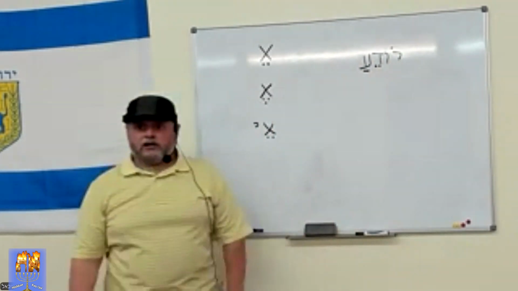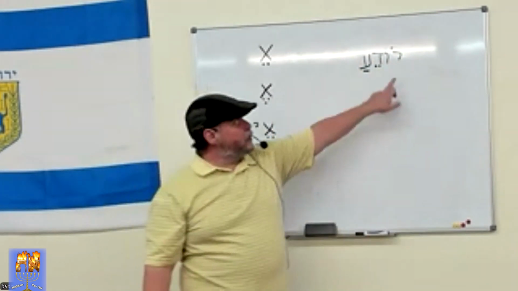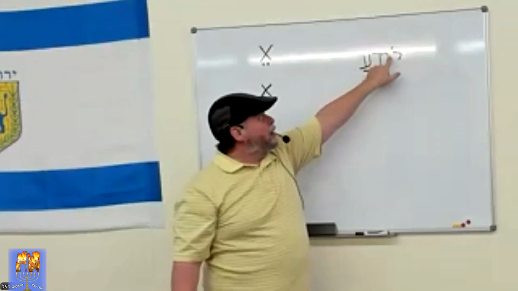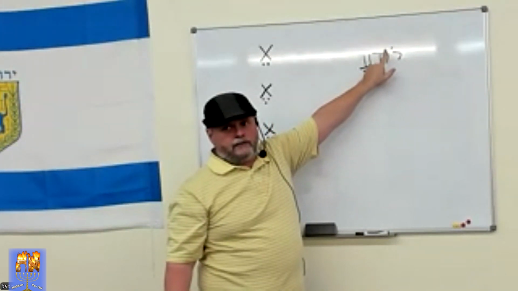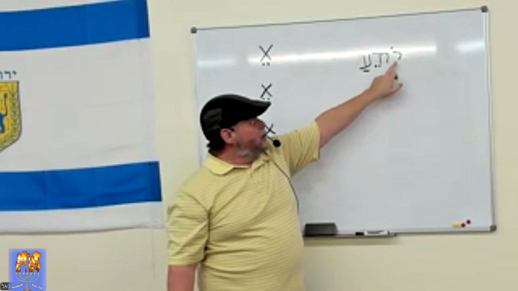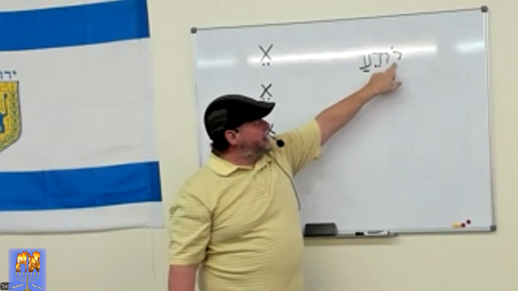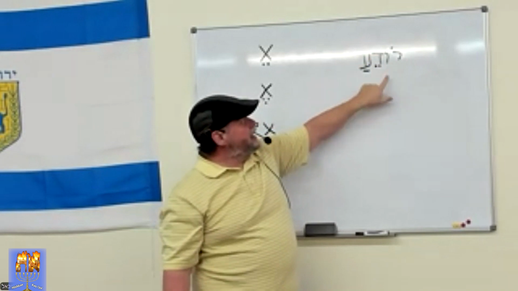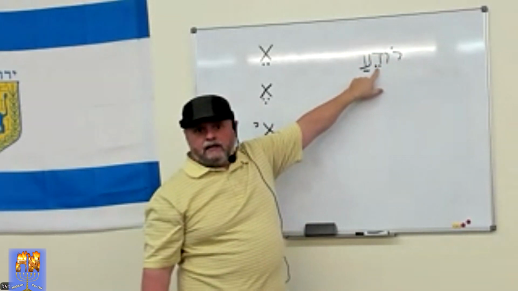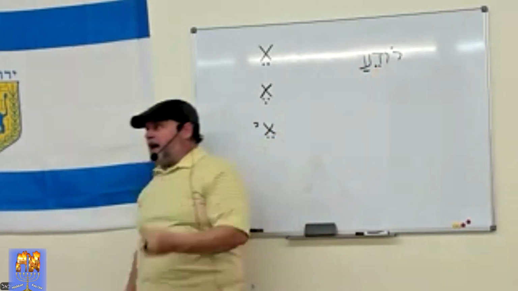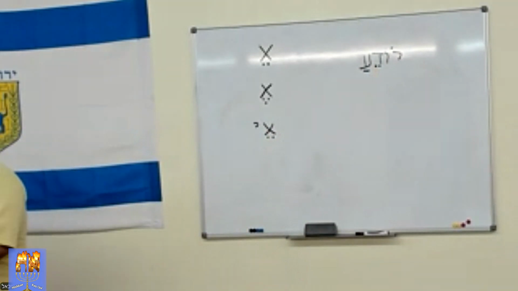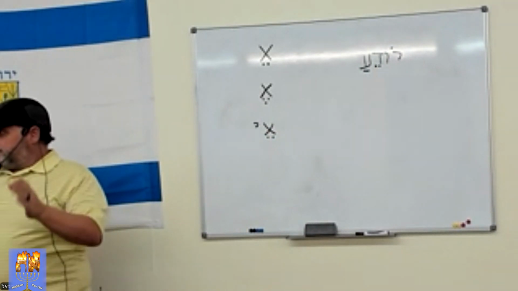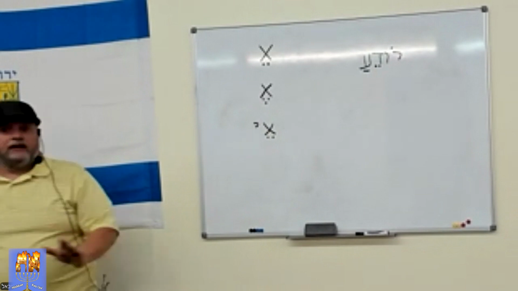All right, so here we have the letter yud, right? And it's pointed with a cholem, so that's going to make an O sound. So we're not worried, that's going to sound like yo. Yo. And we have a dalet, and it's pointed with tzere. So if we were going to pronounce the dalet with the tzere, how would we pronounce that? De. The D sound, and then EH.